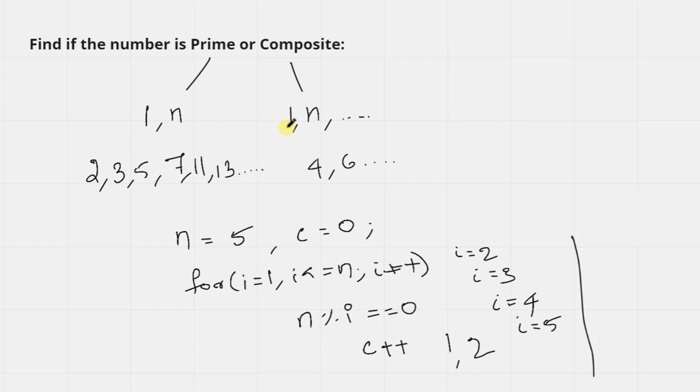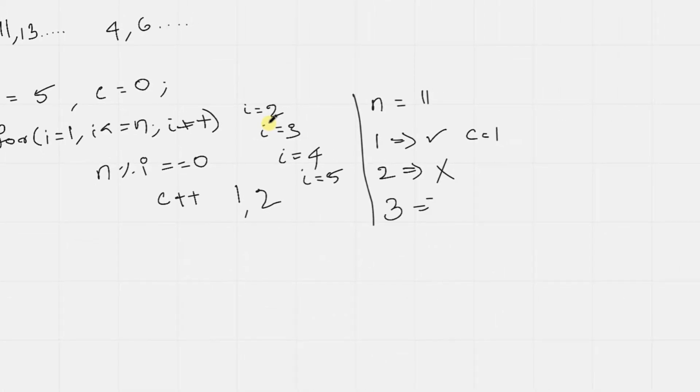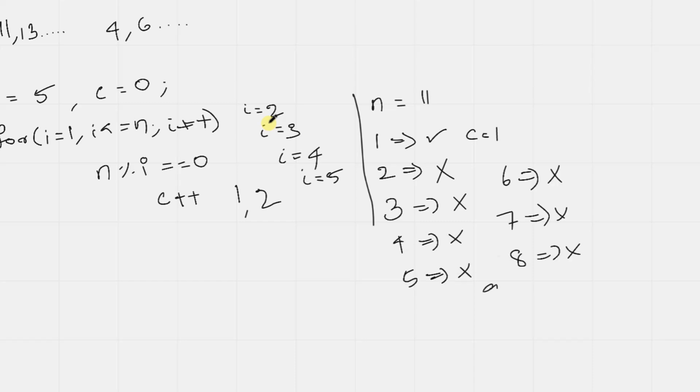Now if you check for any other value, maybe n equal to 11. When i is equal to 1, 11 is divisible by 1, so c will be equal to 1. i equal to 2 means 11 is not divisible by 2, not divisible by 3, not divisible by 4 also. 5 it is not divisible. When you check for 9 and 10, for both it is not divisible. For 11, if you check, it is divisible. So c will increment. That means c will be equal to 2.